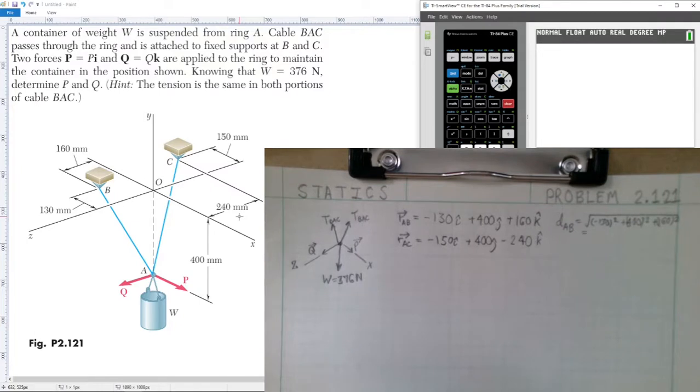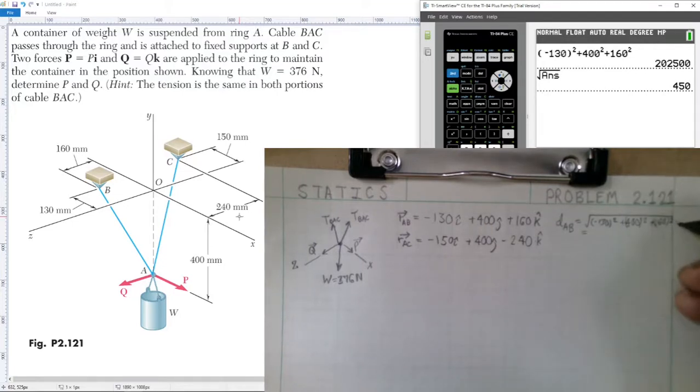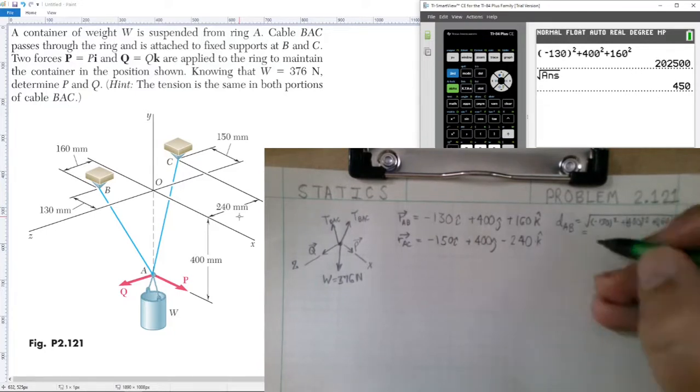So let's start off with saying negative 130 in parentheses squared plus 400 squared. Again, we don't need to put parentheses around values that don't have negative signs. And then plus 160 squared. Okay, the square root of that answer, we get 450 millimeters, which is a good answer.